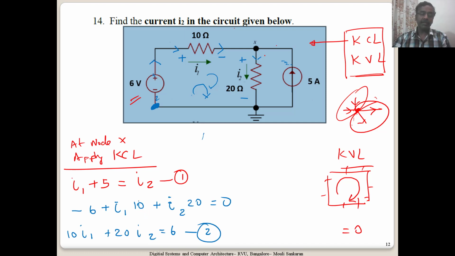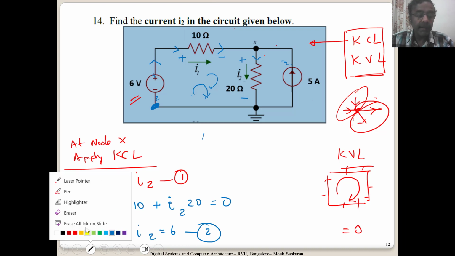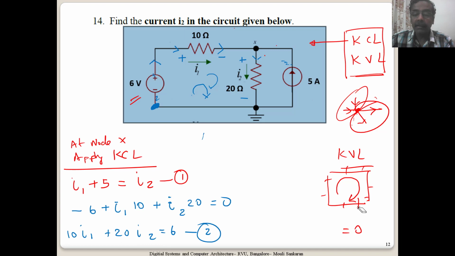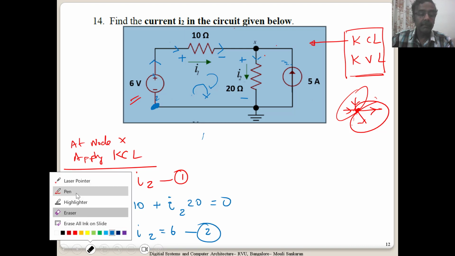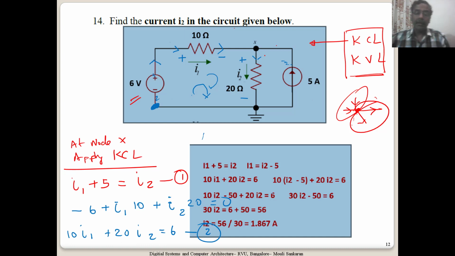Now, I have two equations and two unknowns. You know how to solve it, right? So let us now use, already I have the equations written here. So let me show that to you instead of writing it again. Okay. Now I1 plus 5 equal to I2, one equation. Then I1 can be written in terms of I2. And then we have 10 I1 and 20 I2 equal to 6. Then I substitute the I1 value in terms of I2.